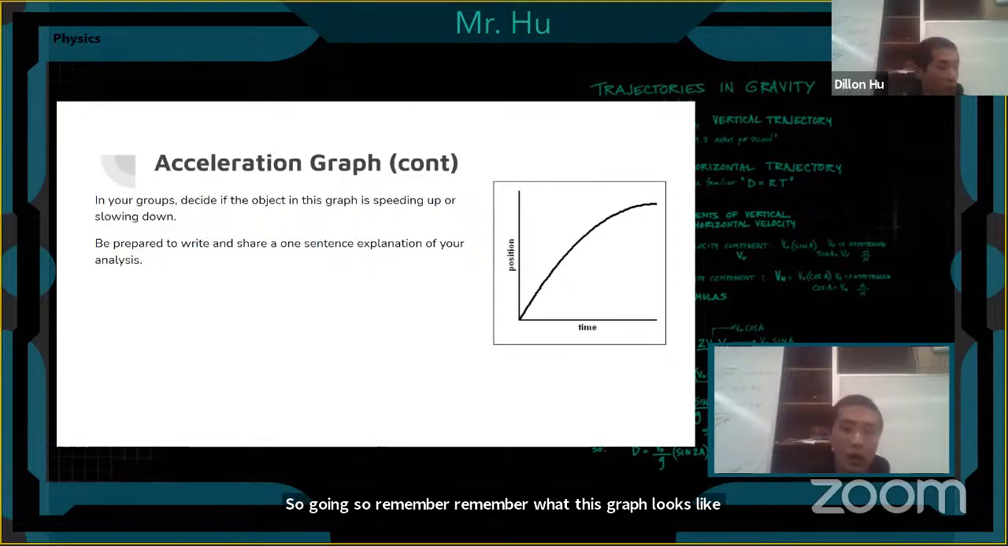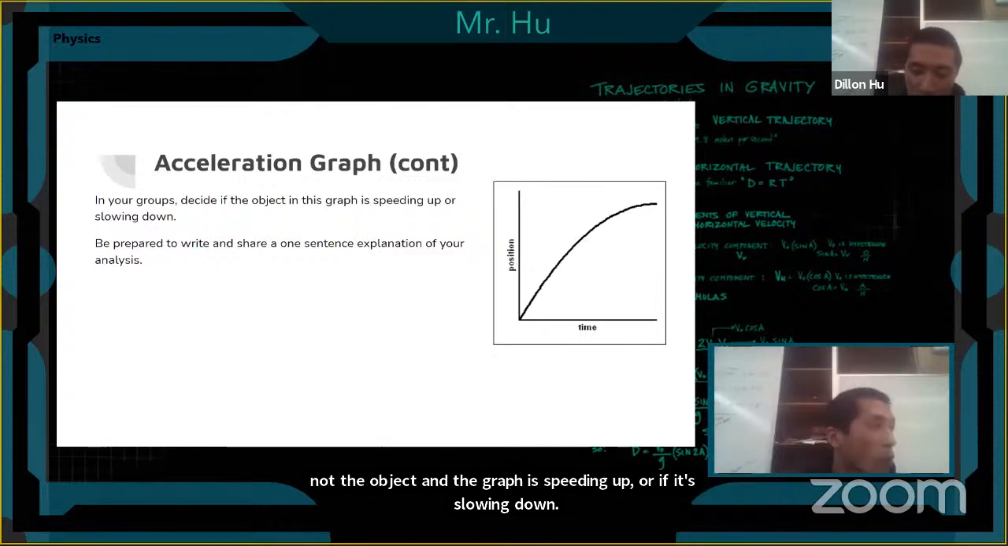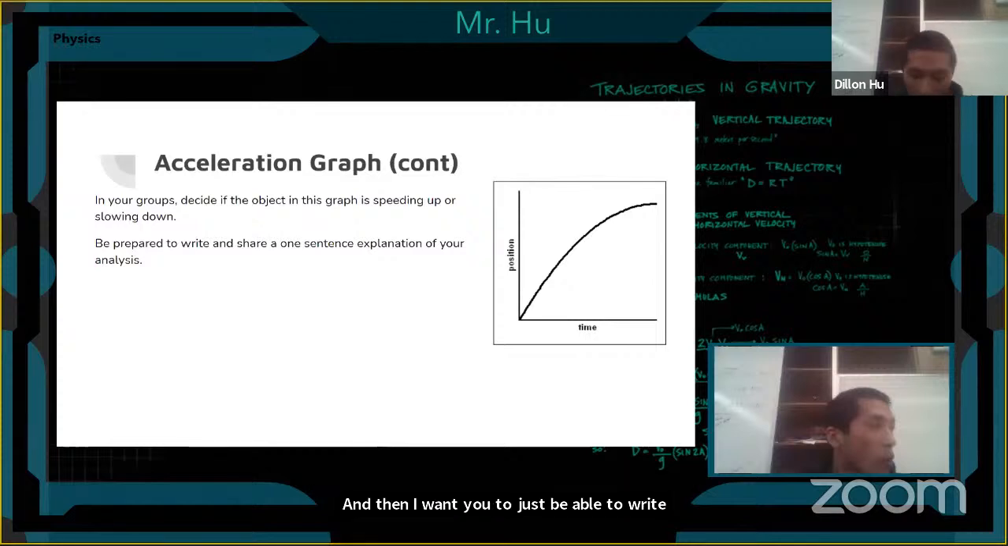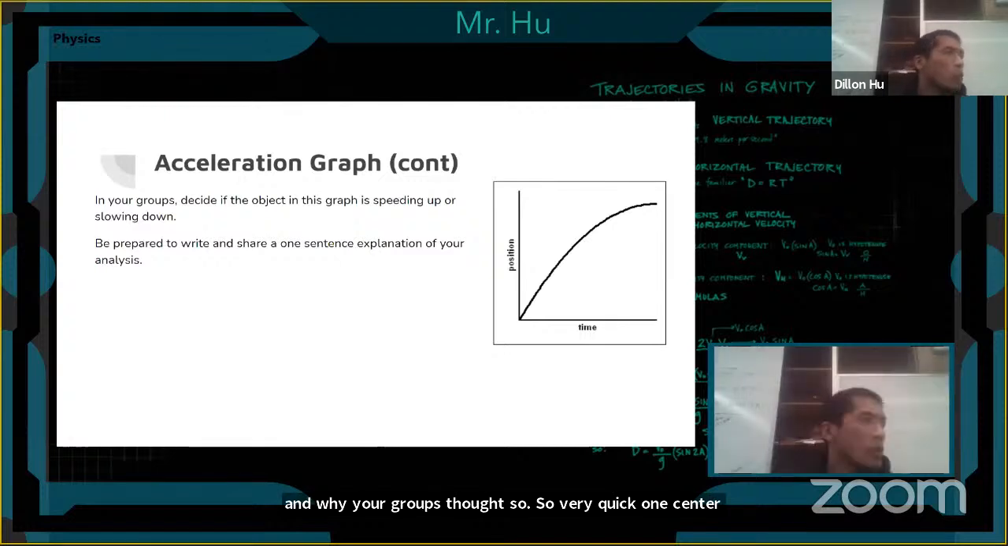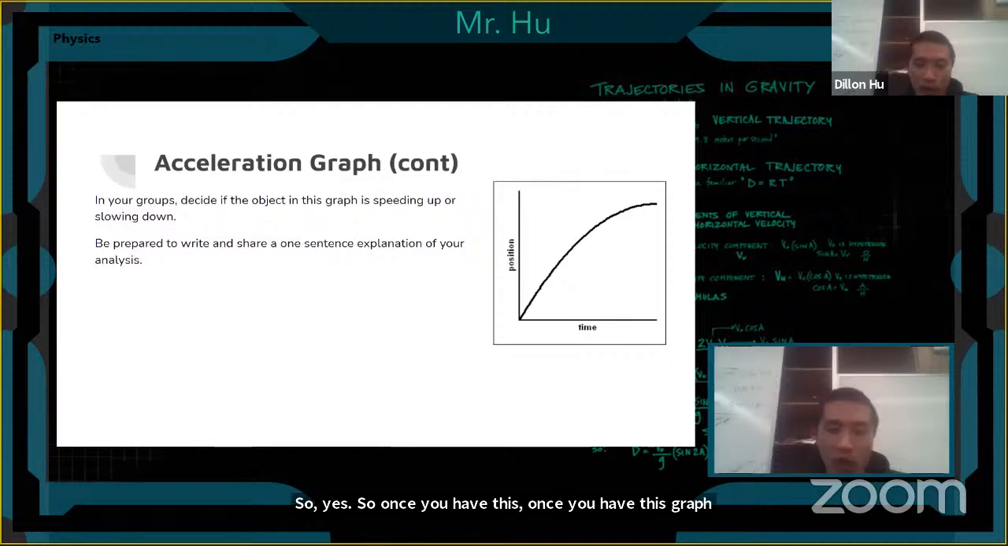And then I'm going to put you in your breakout groups, and within your groups, I'm going to have you decide whether or not the object in the graph is speeding up or slowing down. And then I want you to write a very quick 1-sentence explanation of what your group said. So what did your group say? Is it speeding up or slowing down? And why did your group think so? So very quick, 1 sentence. So once you have this graph jotted down somewhere in your brain or on paper or something, I'm putting you in your groups now, and then I want you in your groups to figure out whether it's speeding up or slowing down.